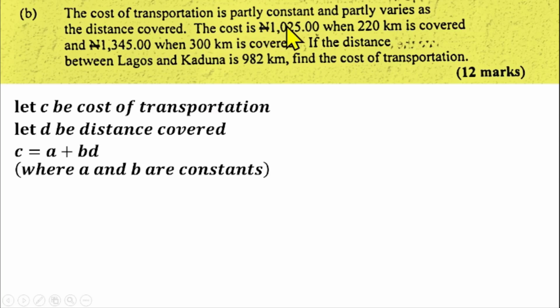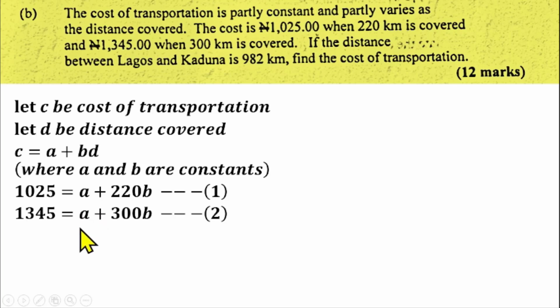Now the next one you're having here, the cost here is 1025, so you have C to be 1025 when the distance is 220. So the first equation is 1025 equals to A plus D, which is 220, multiplied by the B, which is constant. That gives us the first equation. The second one is that the cost is 1345 and the distance is 300, so that will give us this equation as well. From there you can now solve these two equations to get the constants A and B, and then when we get that, we can find the last question here.